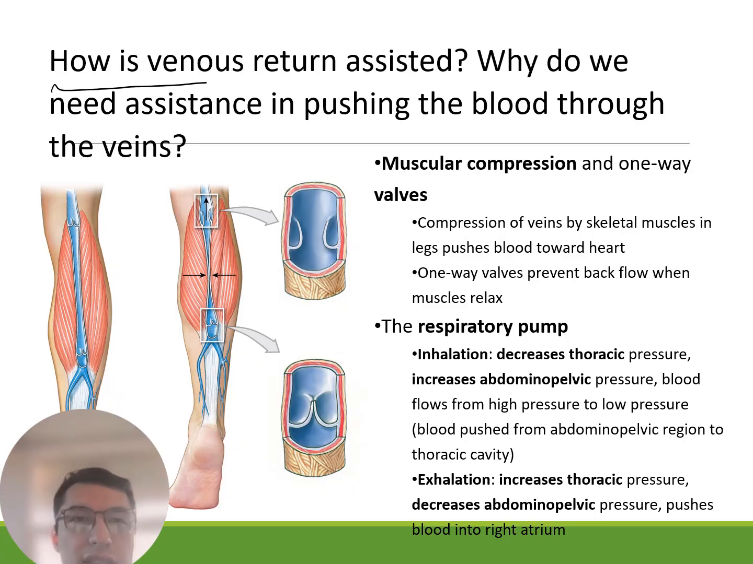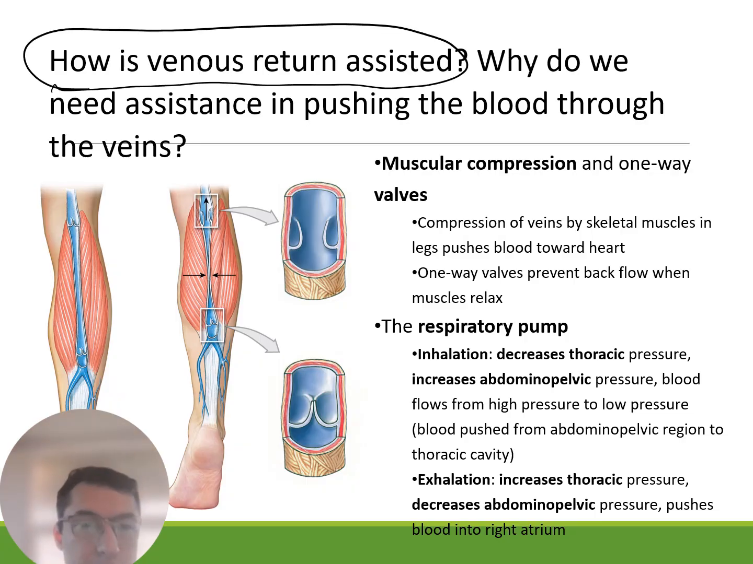So if pressure decreases, how can we get blood back to the heart? Now the venous system is assisted through a couple of methods, all right? And that is muscular compression and the respiratory pump. So assisted means that there are other physiological processes that are helping the blood go back.